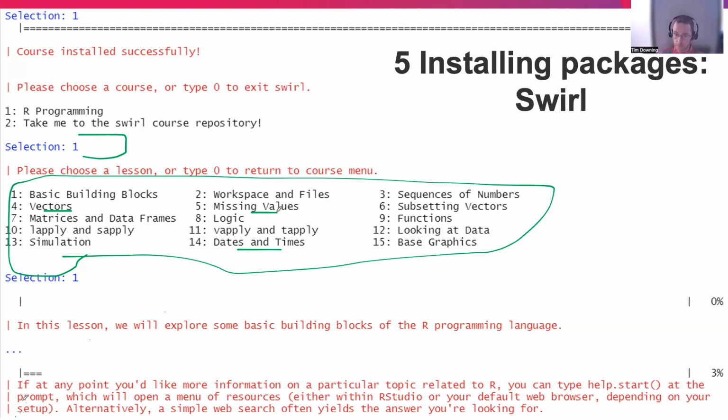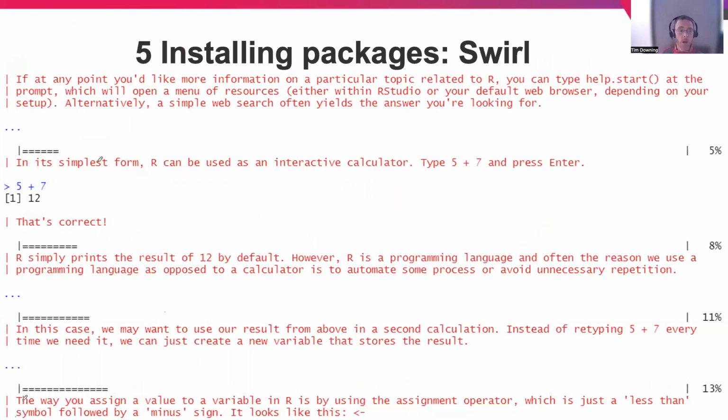And when you go into it, you'll be asked things like type 5 + 7 and press enter. And if you do that, your input will be shown in blue here, and the answer will be shown in black, and you'll get responses from the Swirl tutorial. So that concludes this video on installing packages like Swirl in R.